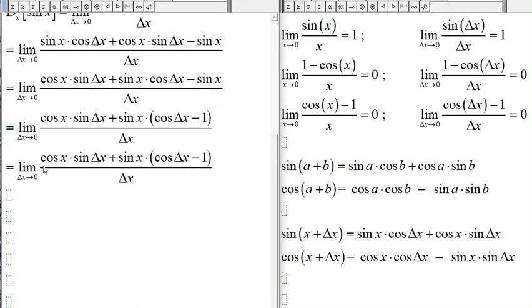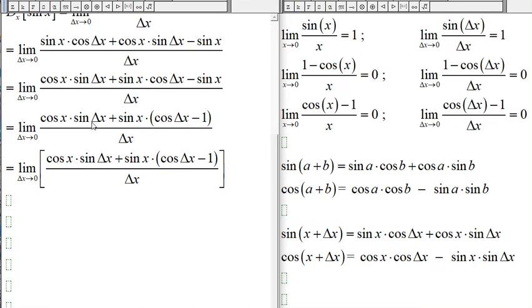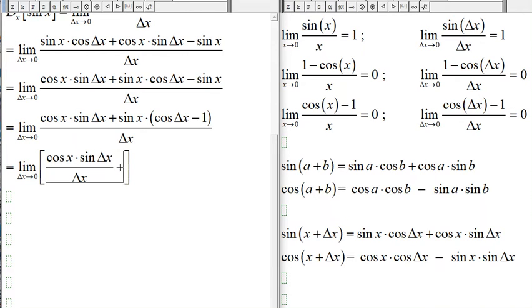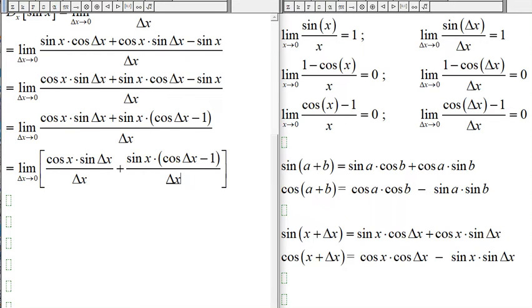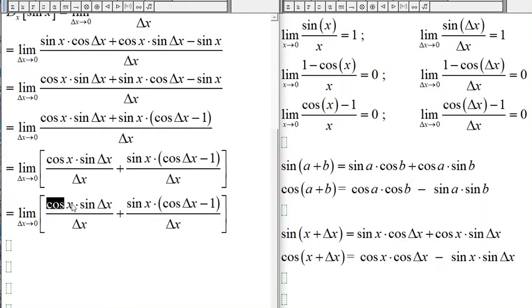And then we're going to write this like this. We're going to split this right here. The top here is the sum of this expression and that expression, so we'll go ahead and split them up into the sum of two expressions like this. And then now we're going to move this cosine of x to the front here, and then move this sine of x to the front.